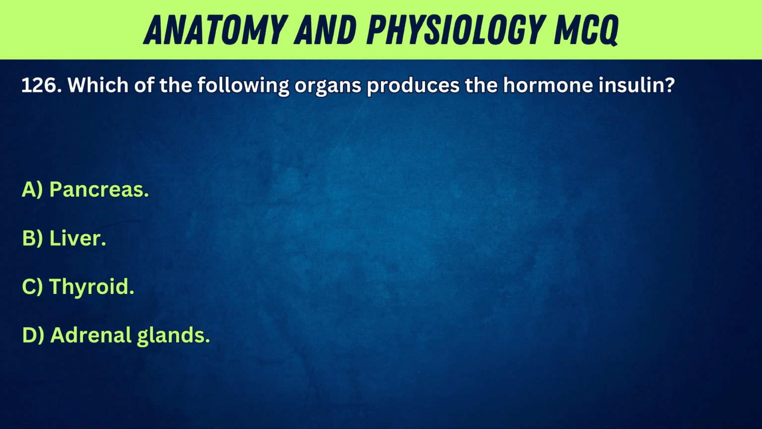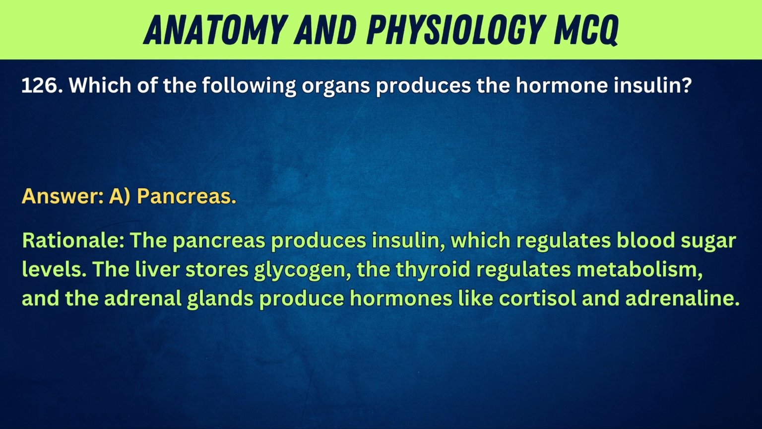126. Which of the following organs produces the hormone insulin? A. Pancreas. B. Liver. C. Thyroid. D. Adrenal glands. Answer: A. Pancreas. Rationale: the pancreas produces insulin, which regulates blood sugar levels. The liver stores glycogen, the thyroid regulates metabolism, and the adrenal glands produce hormones like cortisol and adrenaline.